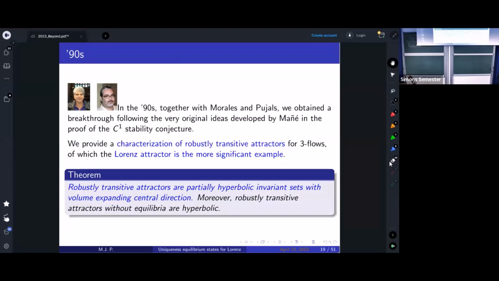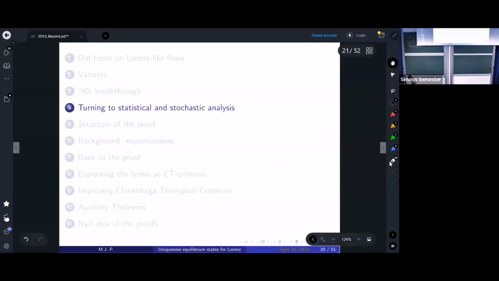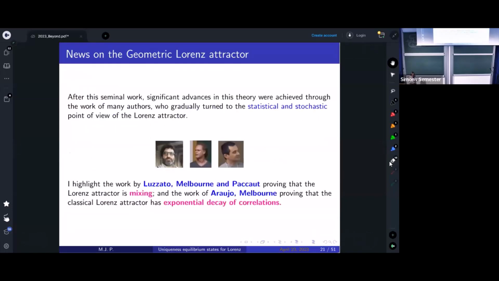The theorem is: robustly transitive attractors are partially hyperbolic invariant sets with volume expanding central direction. Moreover, robustly transitive attractors without any equilibria are hyperbolic. Okay. And after this work, significant advances in the period were achieved through the work of many authors who gradually turned to the statistical and stochastic point of view of the Lorenz attractor, because in the beginning we were more interested in the topological properties of the Lorenz attractor, and during all these years we turned to the statistical and stochastic point of view.